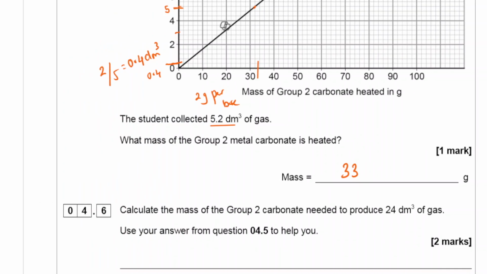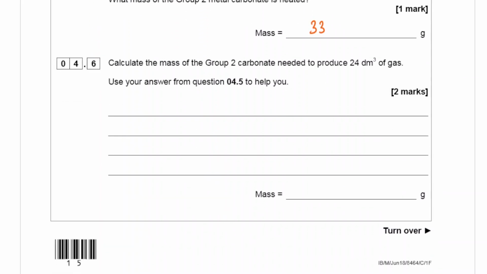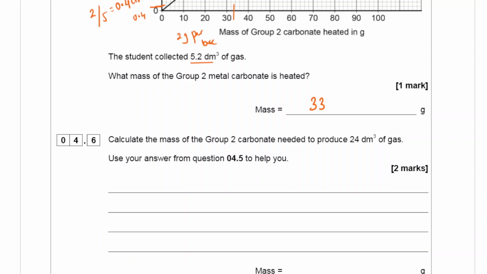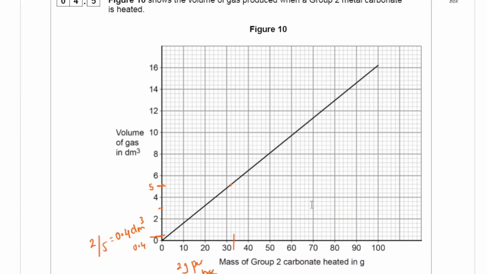Let me scroll back again. Calculate the mass of the group 2 carbonate needed to produce 24 dm cube of gas. Use your answer from 4.5, which is basically this answer. Let's use it as 33. Can you work it from the graph? If you want to produce 24 dm cube, your scale only goes up to 16, so you can't actually read 24. So you have to work it out.